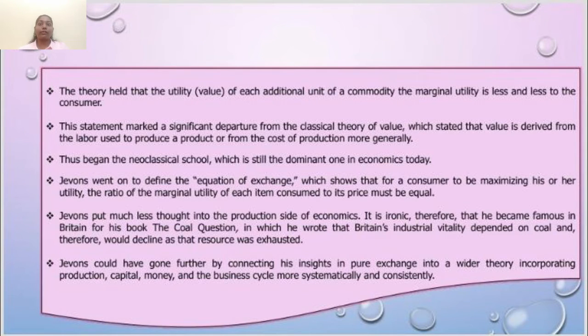Jevons went on to define the equation of exchange, which shows that for a consumer to be maximizing his or her utility, the ratio of the marginal utility of each item consumed to its price must be equal. Jevons put much less thought into the production side of economics. It is ironic, therefore, that he became famous in Britain for his book The Coal Question, in which he wrote that Britain's industrial utility depends on coal and therefore will decline as the resource is exhausted.